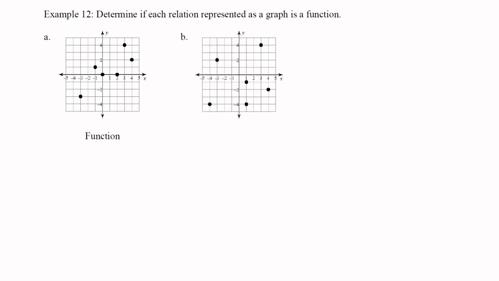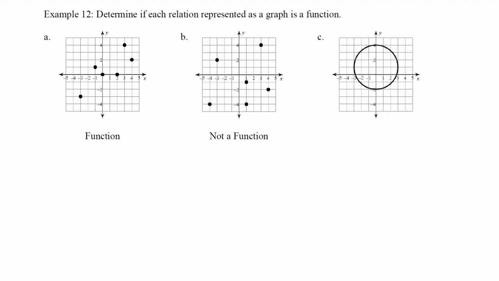For B, if we move left to right, at x equals -4, we have 1 point when you look up and down. At x equals -3, we have 1 point when we look up and down. But when we get to x equals 1 and we look up and down, we have 2 points. So since there are 2 points, it is not a function.